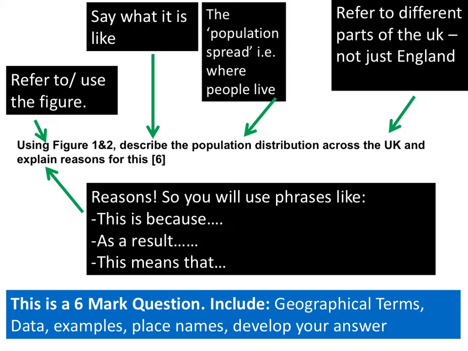Describe, let's just say what it's like. The population distribution, that's the population spread, about where people live, and maybe using geography words like sparsely, so not many people live there, maybe densely, so lots of people live there. It's across the UK as well, so don't just talk about England, we're talking about the 4 countries of the UK, so talking about Northern Ireland, Scotland, Wales and England.